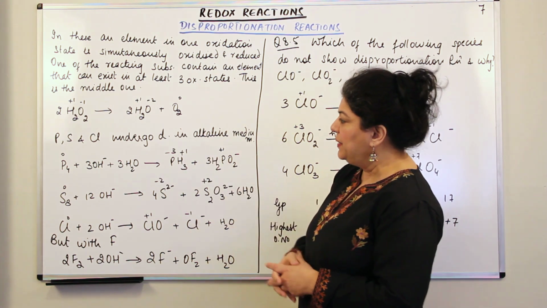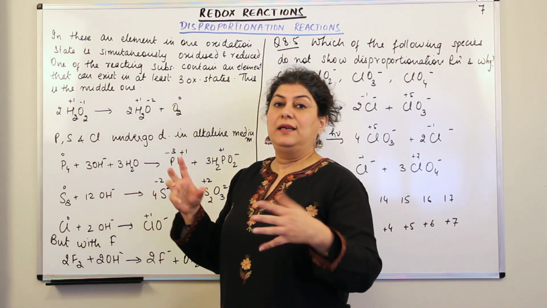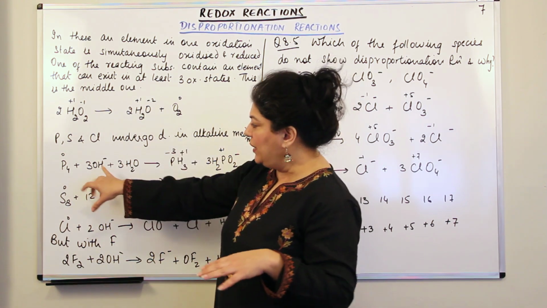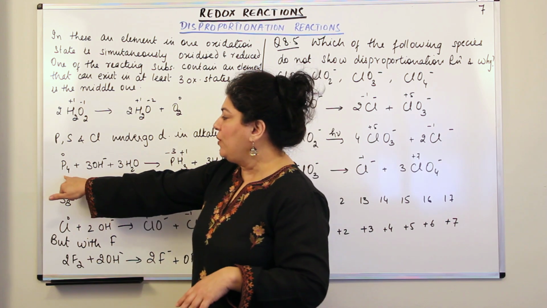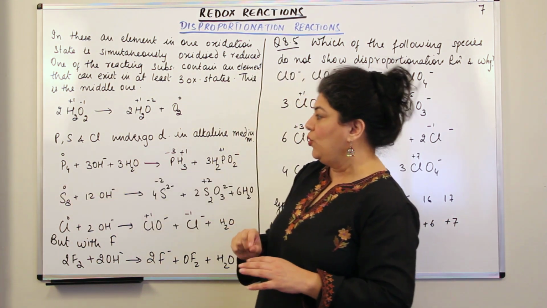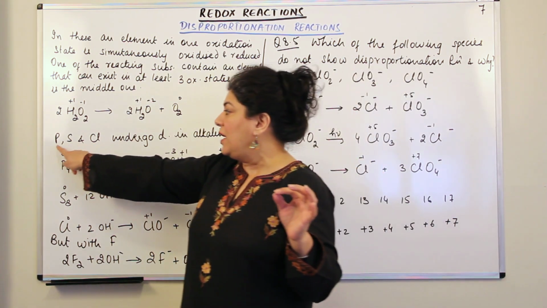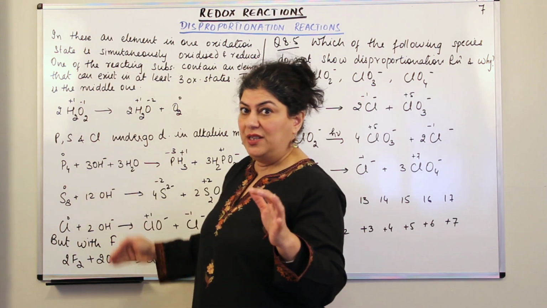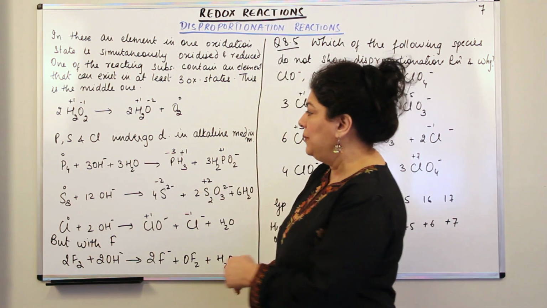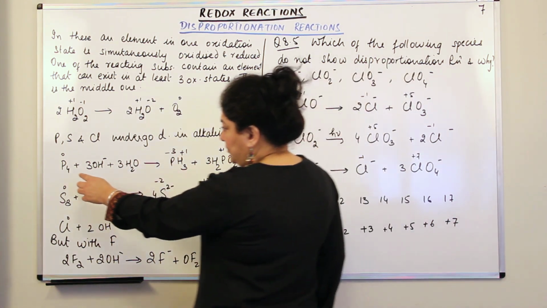If we take a few more examples, phosphorus, sulfur and chlorine undergo disproportionation in alkaline medium, and these examples have been given. In alkaline medium, what is an alkali? A base which has OH negative in it. So in alkaline medium, phosphorus reacts with 3 OH negative and 3 H2O. The elements which are going to undergo disproportionation are phosphorus, sulfur and chlorine in these 3 reactions. Therefore we'll focus on the oxidation states of these 3. The rest, of course, we know are going to remain the same.